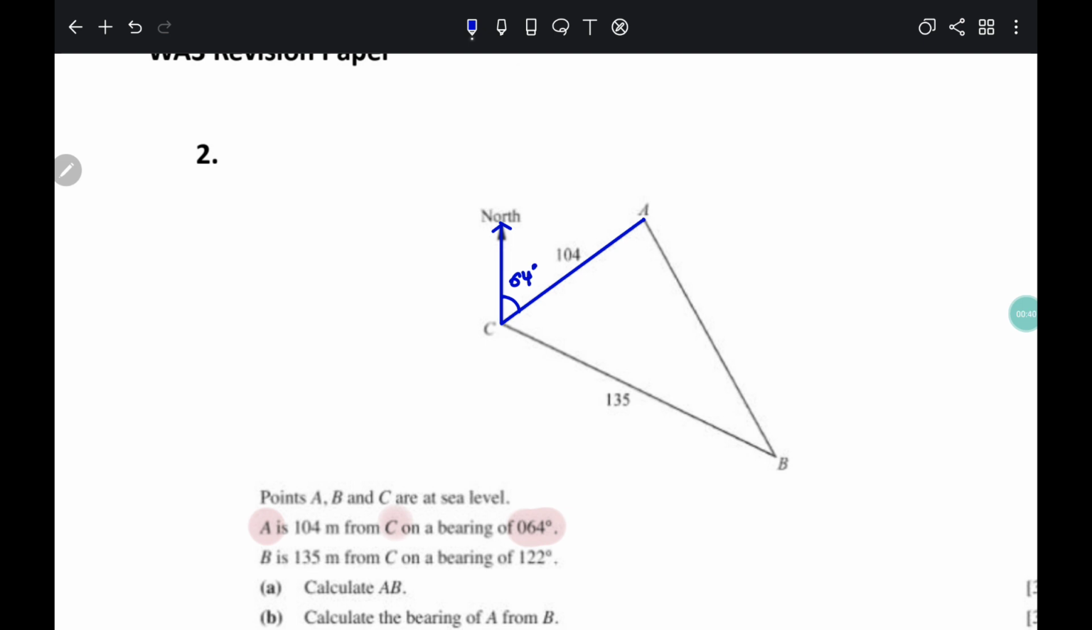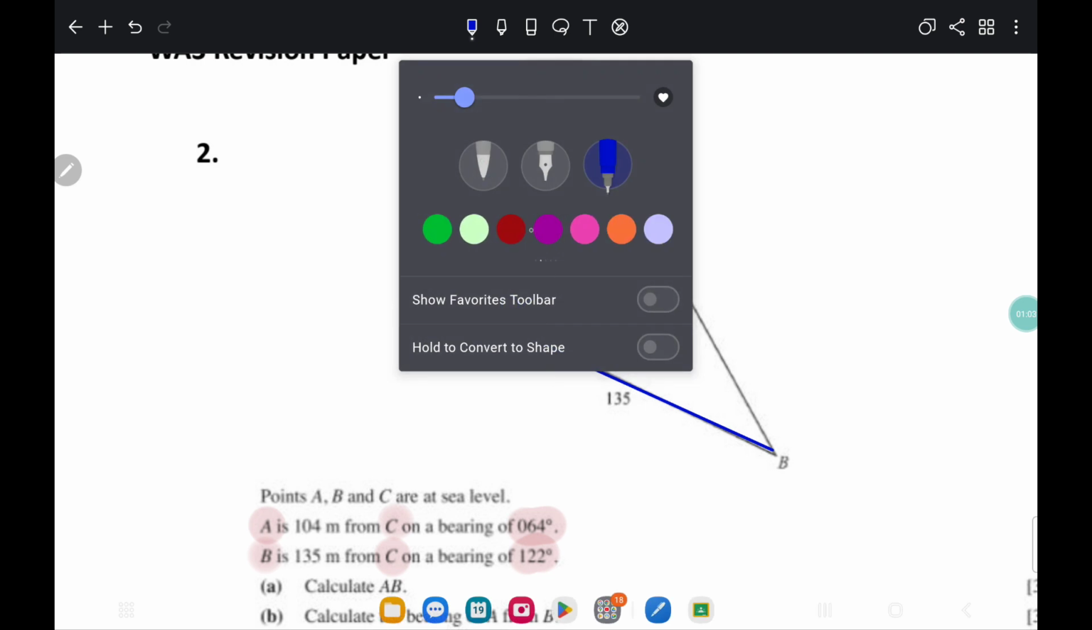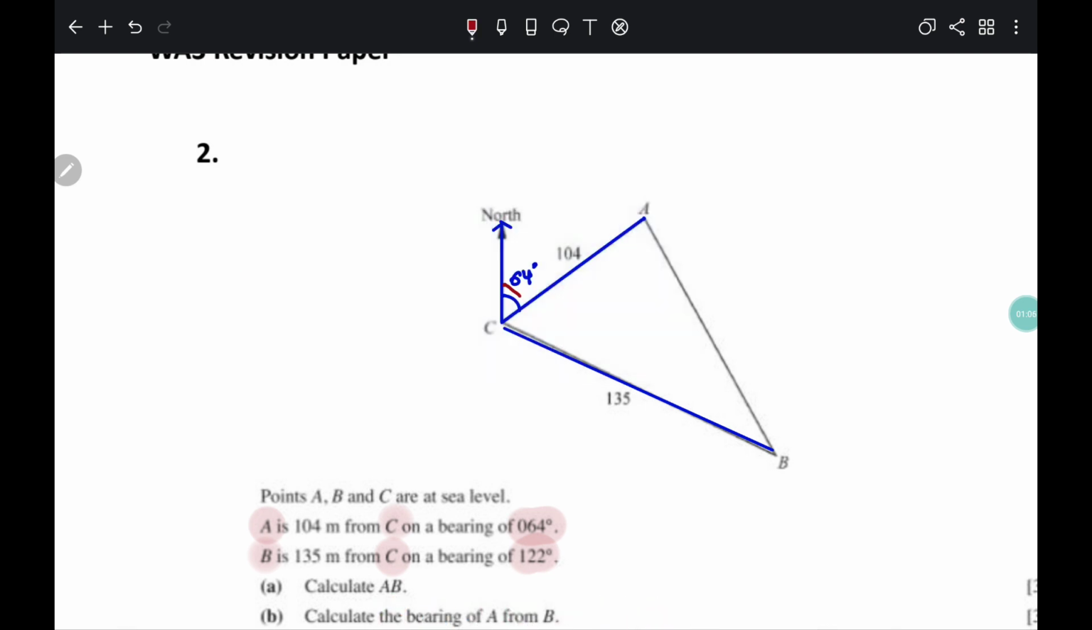Next, I have B is 135 from C. So B from C is 112. So B from C, I have that north line there already at C. The angle for this one is 122. Okay, so with that, there's hidden information here.